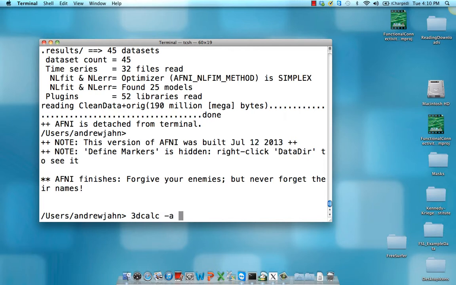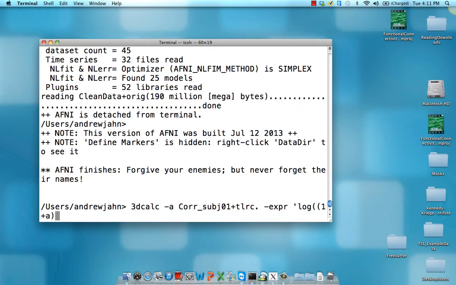For A, I'm going to make that variable be this data set that we just created, so course subject 01 plus TLRC. And then the expression is going to be log of 1 plus A, or our Z map, and then we're going to divide that by 1 minus A. And this whole thing is going to be multiplied by 0.5, or 1 half. Okay, and the prefix here, let's call that subject 01z plus TLRC.